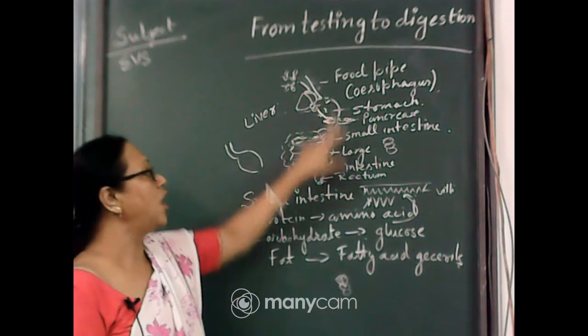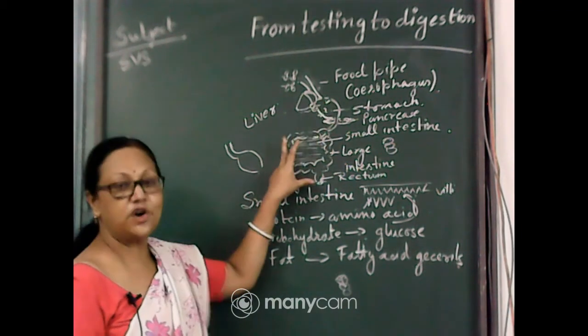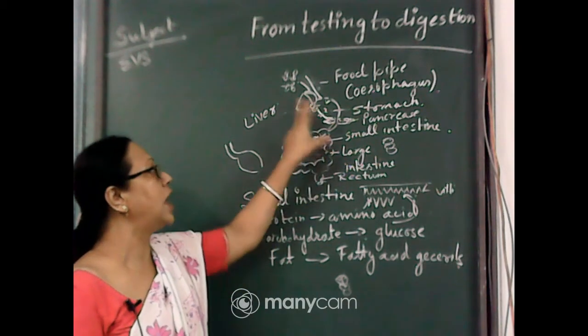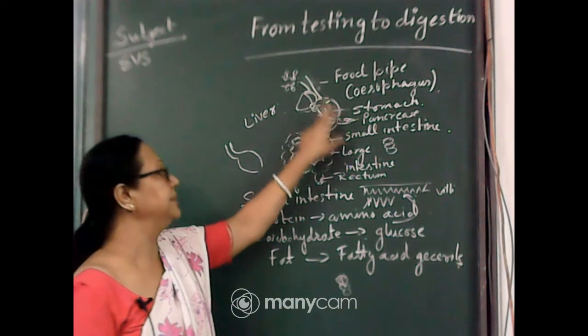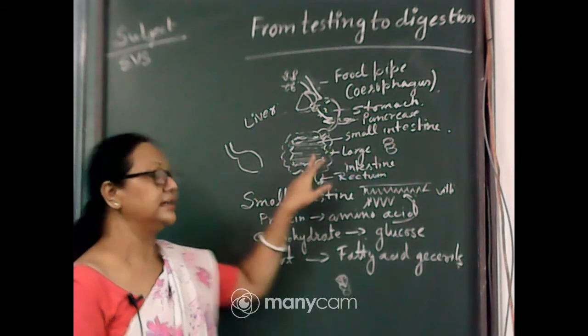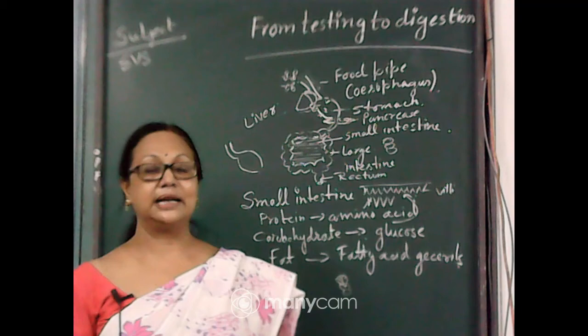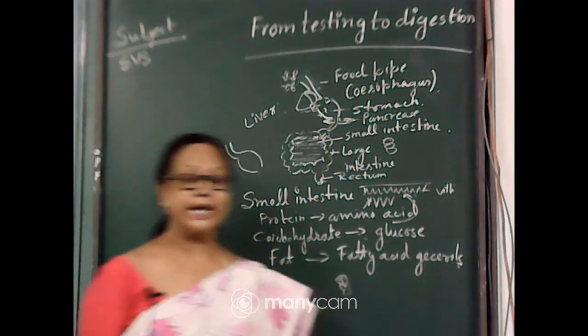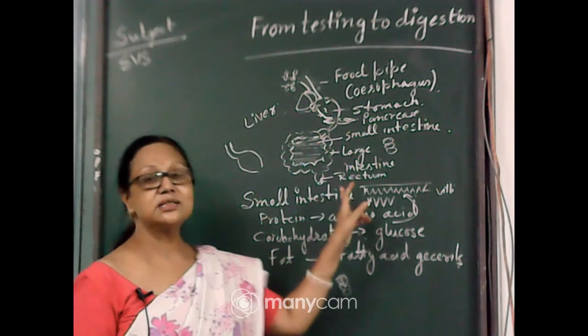So this is the whole route of the food: it comes to our food pipe, then to our stomach, then the small intestine, then the large intestine, and the undigested waste food is excreted out through the rectum and anus.